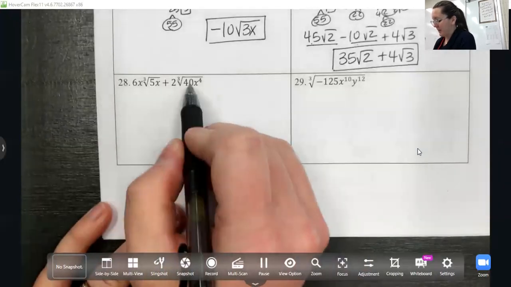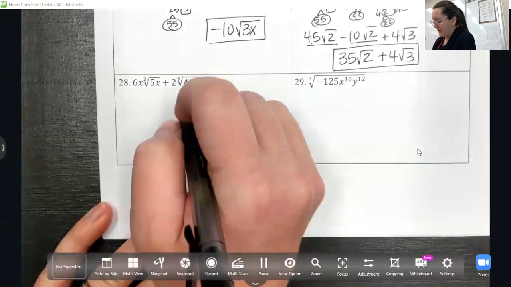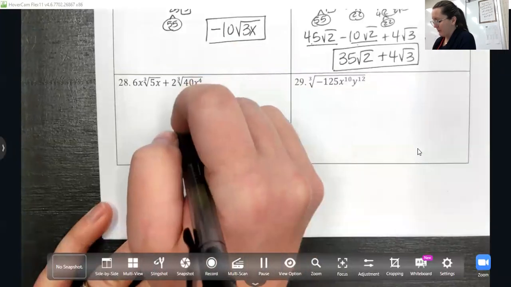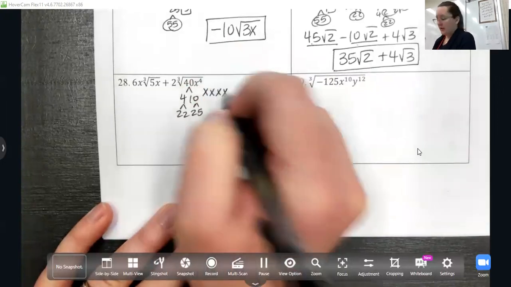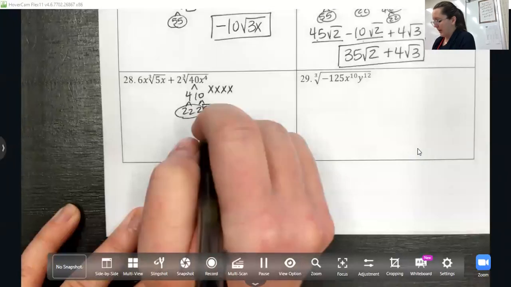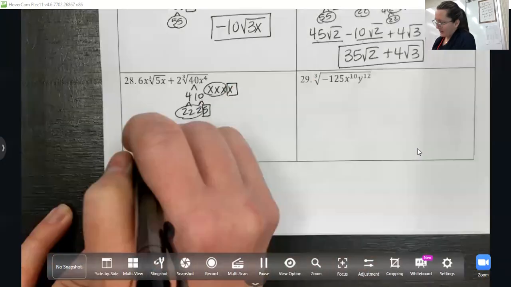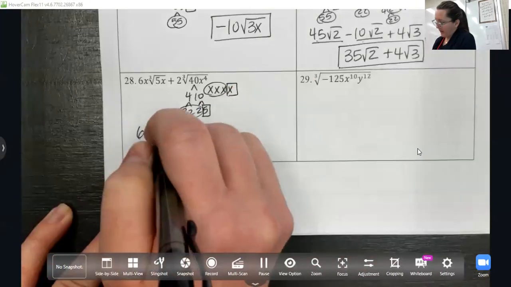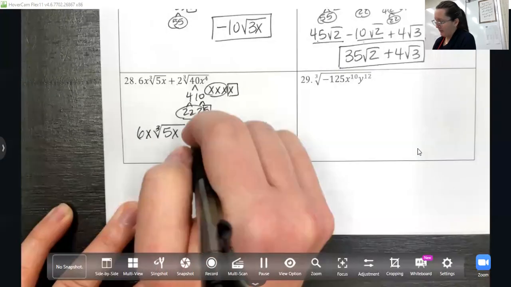Can't add because they're not like terms. So we're going to break this apart. 4 and 10, 2 and 2, looking for groups of 3. And this is, there we go. So groups of 3, I see 3 2's, 5 stays in, 3 x's, x stays in. So we have 6x times the cubed root of 5x plus 2 comes out, multiplies with this 2, we get 4.